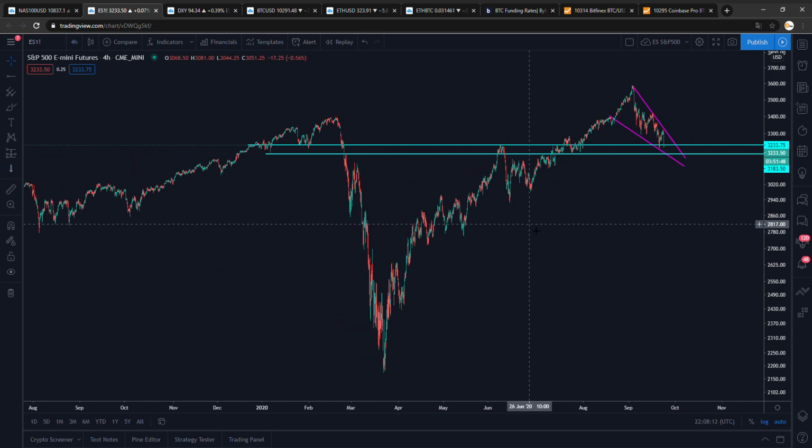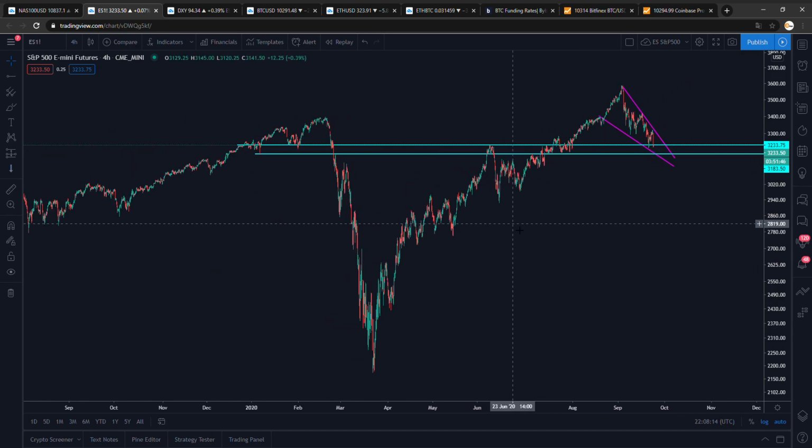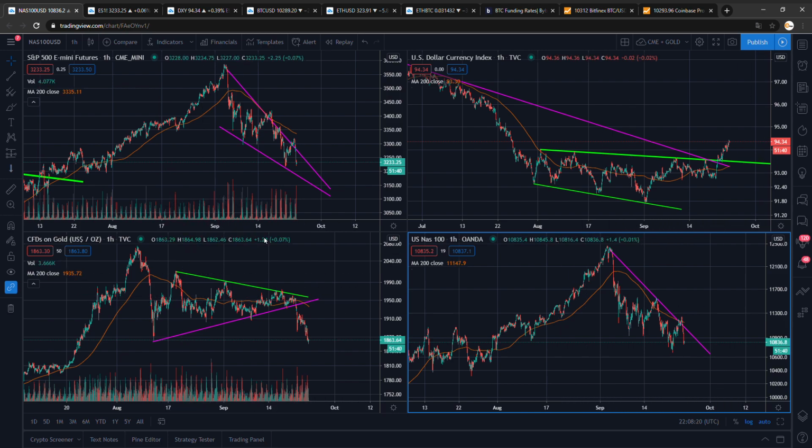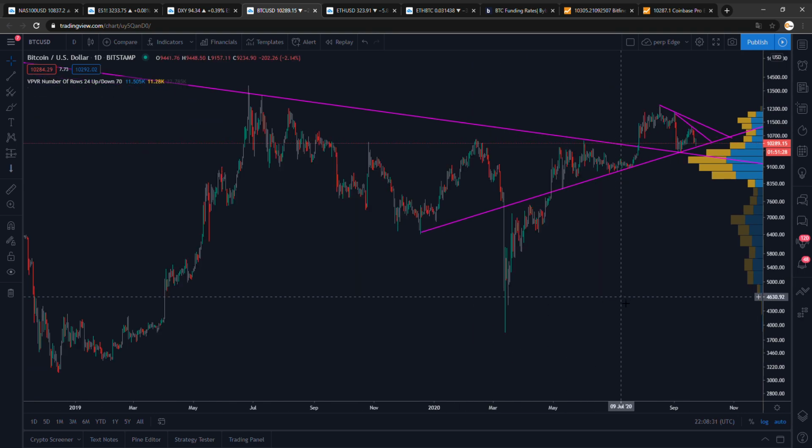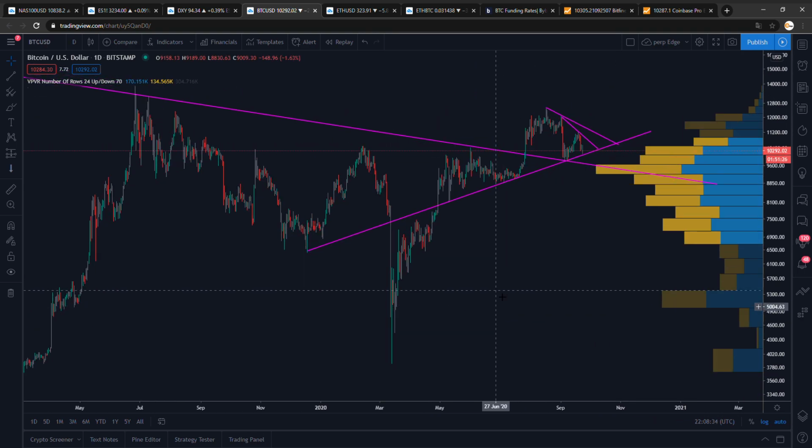We're kind of copying a bit the S&P 500, and if they break up, Bitcoin would break up as well. But also, I see similarities between Bitcoin and gold, which is completely getting crushed. So, as it seems now, we are just in a tightening pattern. Not really anything to say about it. A lot of people seem bearish already.